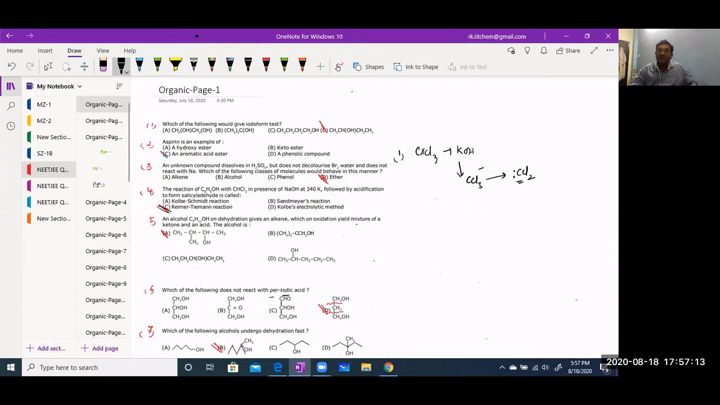That's called RT formylation. The ortho compound is going to be more stable. Ortho-salicylaldehyde is going to be more stable. Why?